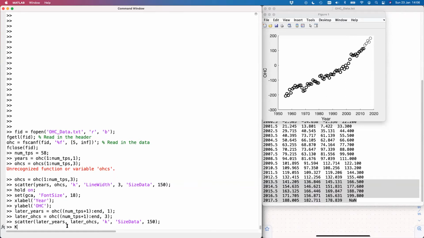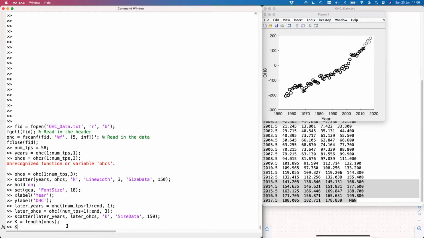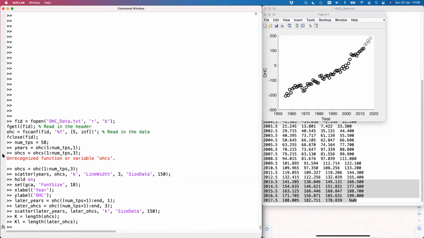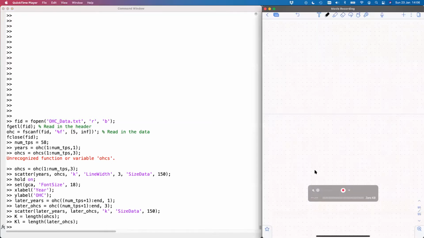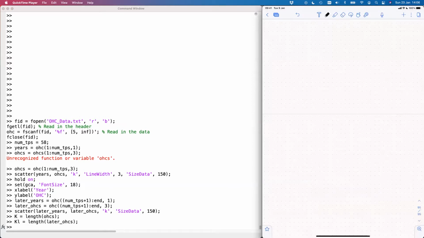Okay, and I'm just going to define K to be our number of measurements that we're fitting models to, so that'll be the length of that OHCs array, and KL, the length of the later set of measurements, just to make our MATLAB variables consistent with the slide notation. Okay, so I'm going to define 4 simple polynomial models that we're going to start with to fit this data to.